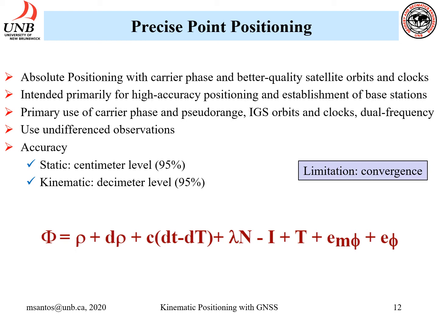Its accuracy is much better than absolute positioning. For static positioning, it reaches centimeter level or better at 95% confidence level, and in kinematic positioning it is at the decimeter level, and now it's a little bit more difficult, and it can get worse than that, with a confidence level of 95%. The limitation of precise point positioning is the convergence of the solution. It can take a few minutes up to 20 minutes, depending on the situation, for the solution to converge to the sought accuracy.